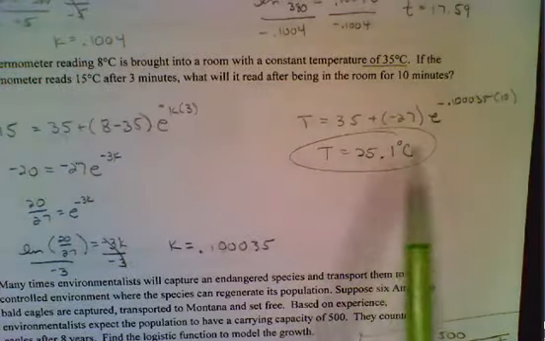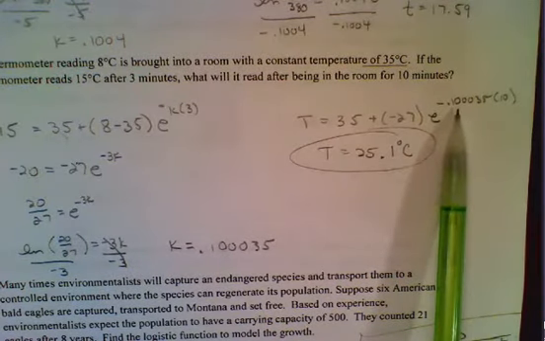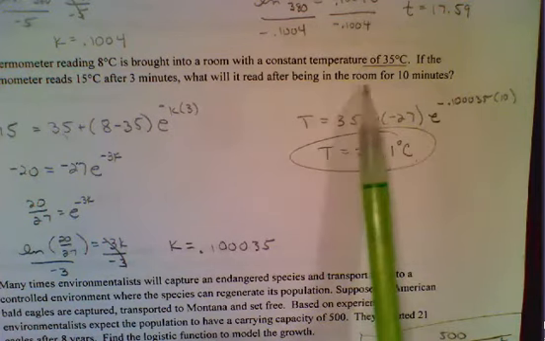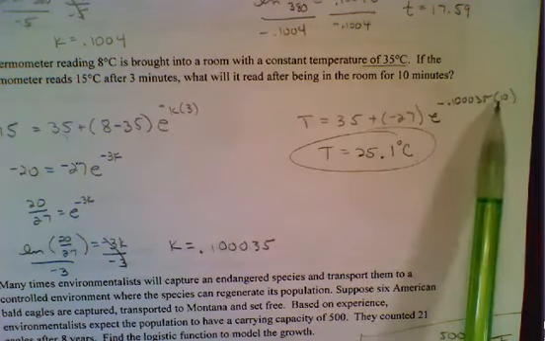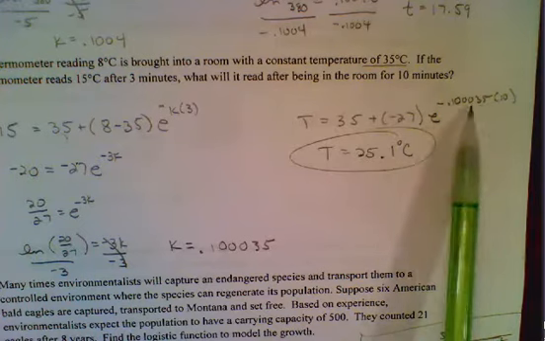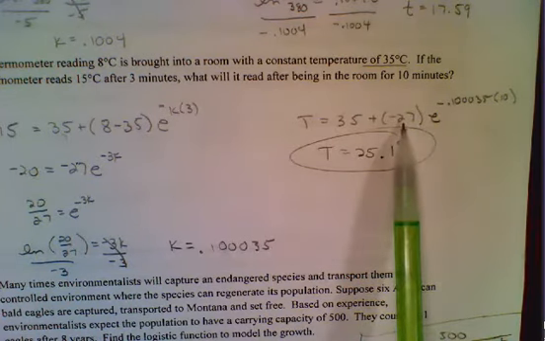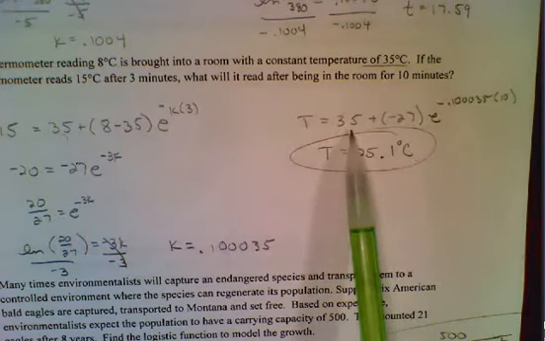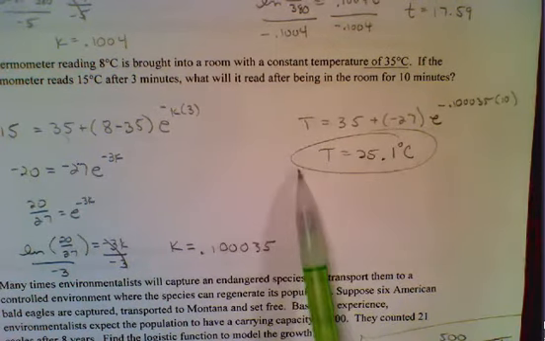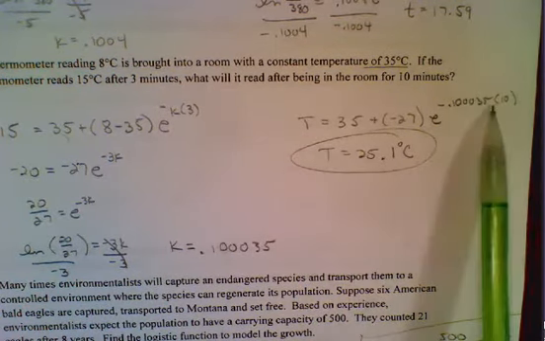Again, I plug in that k value. It wants to know what it will read after being in the room for 10 minutes. So now when the time is 10 minutes, I've got my K value. This is 8 minus 35. This is my 35. I want to know what is the temperature. So now I just can plug that into my calculator.